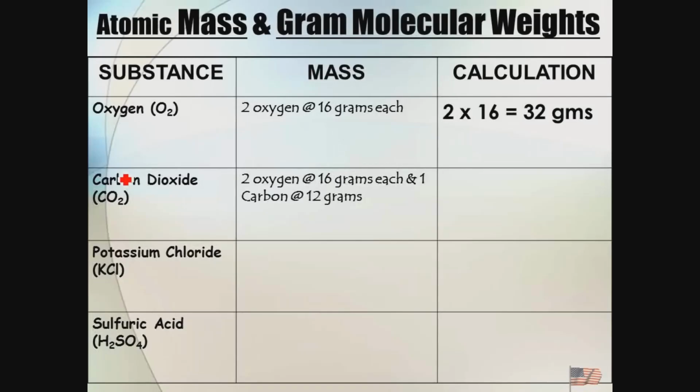Here's some examples. O2, what's the element? Oxygen. How many of them? What's the mass of each element? 16. So 2 times 16 is 32. We just changed the units from AMUs to grams. What else can we say about that 1 mole of oxygen? It has a mass of 32 grams.